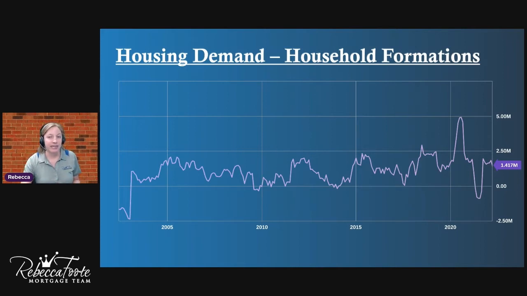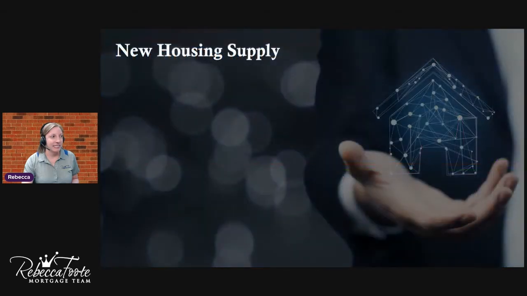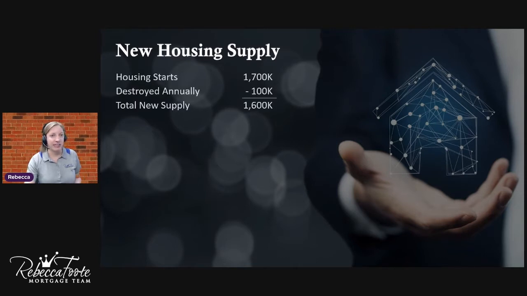Now, in the US right now, there are 1.4 million households being formed every year. And to give you an idea, that is above the average of household formations. Now, the next thing you've got to look at is supply. So when we look at supply, it cannot be from existing individuals because when they sell their home, they need to go and purchase a new home for the most part. So supply really is going to come from new construction.